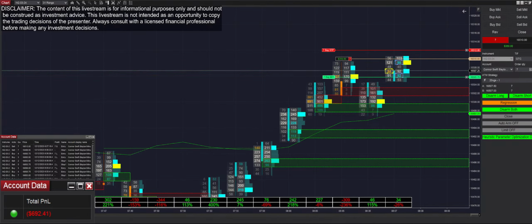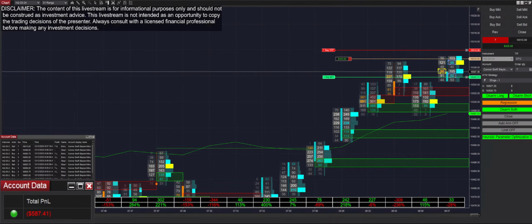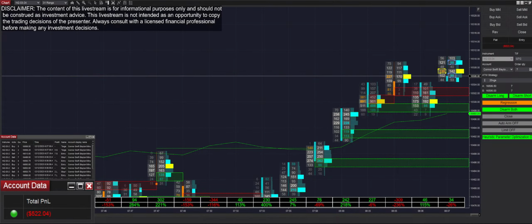Looks like here we get filled short. Going to be rearming it in both directions once again. Hopefully we win our first trade of the day. There we go. So it's going to be our first win of the day, bringing us down to an only 522 loss.